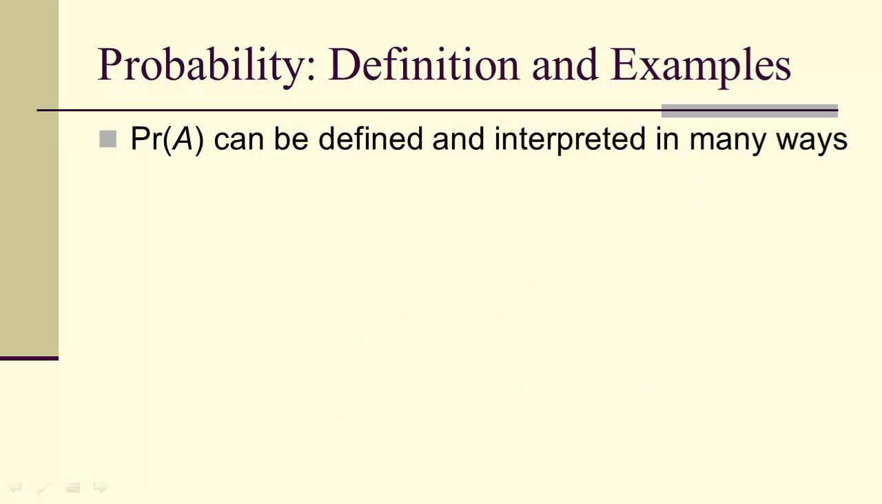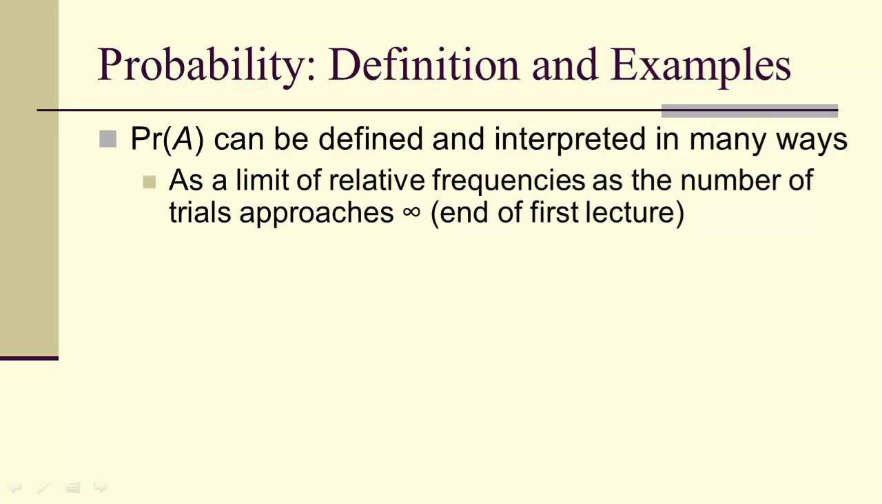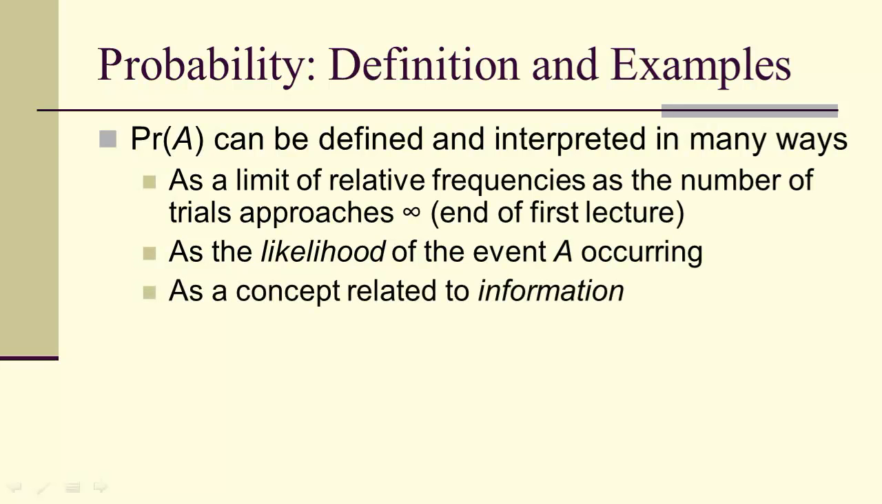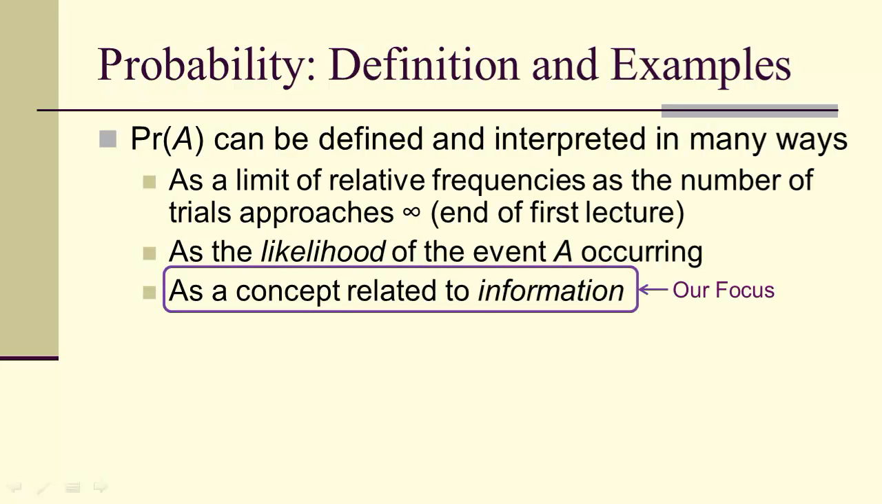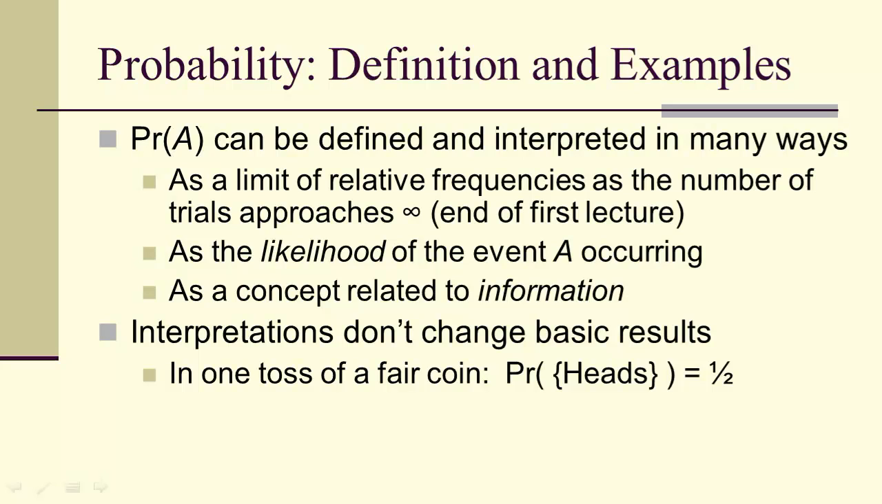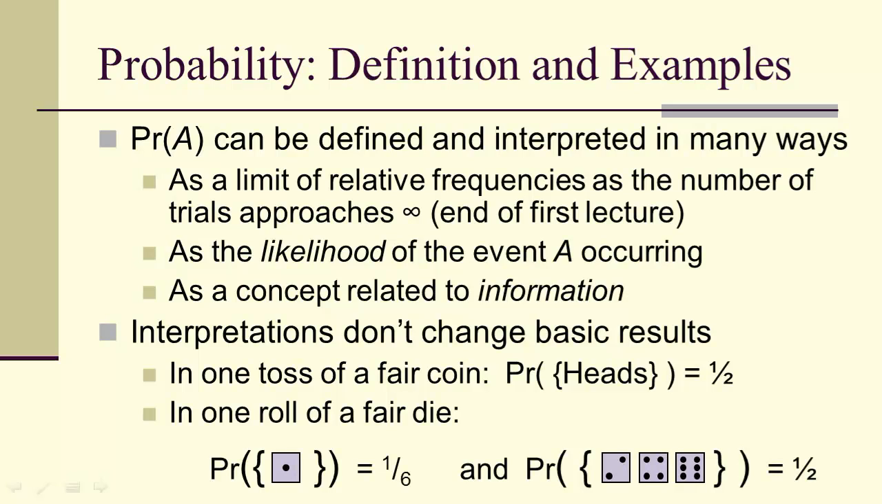Now we can interpret and define the probability of an event in many different ways. As a limit of relative frequencies. We looked at that at the end of the first lecture. As the likelihood of the event A occurring. As a concept related to information, which is going to be our focus, by the way. The key thing to remember is there are many different interpretations, but they don't change basic results. So if you toss a fair coin, probability of heads is a half. Probability in the roll of a fair die of a 1 is 1/6, and of an even is a half. It really doesn't matter which interpretation you use.